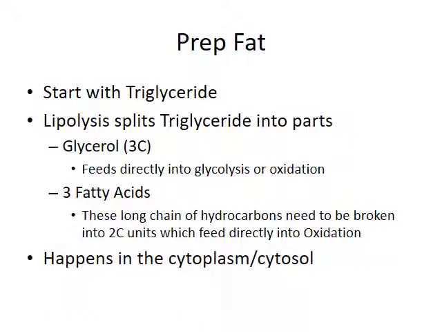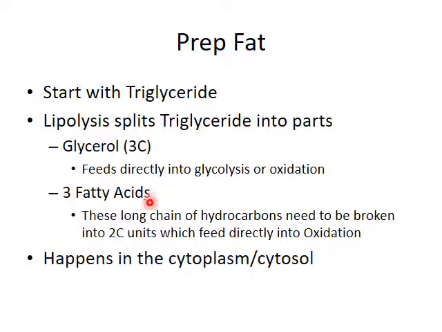Next thing we'll talk about is fat prep. We've talked about how carbohydrates come in. Now we have to talk about how a triglyceride comes in. So the first thing that happens in our fat prep is the lipolysis. We split the triglyceride into its parts. The glycerol, and this feeds directly into glycolysis or oxidation, depending on where things are. And then we have three fatty acids of varying chain lengths.